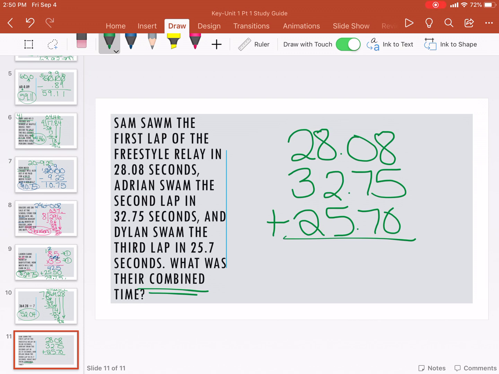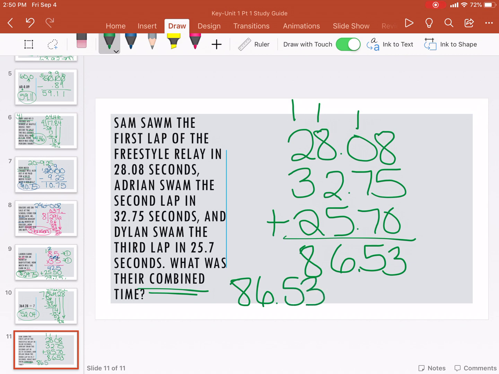Okay, 8 plus 5 is 13. 7 plus 7 is 14 plus 1 is 15. 8 plus 1 is 9, 10, 11 plus 5 is 16. 2 plus 1 is 3 plus 3 is 6 plus 2 is 8. We bring the decimal straight down. 86.53 seconds.